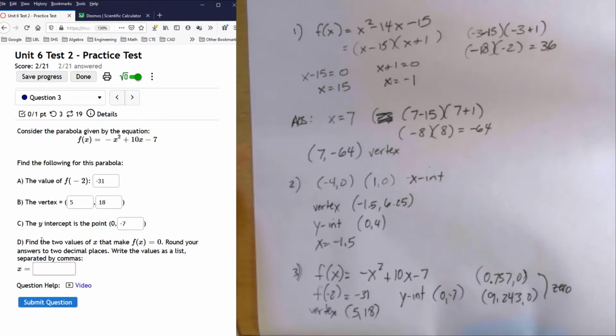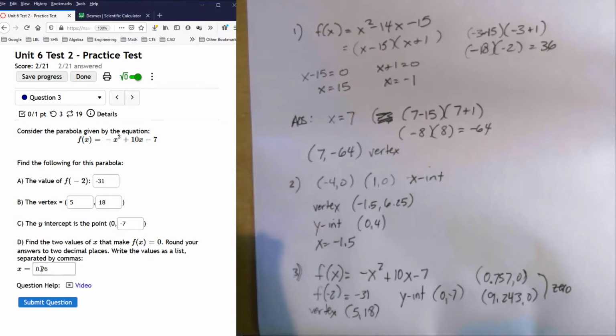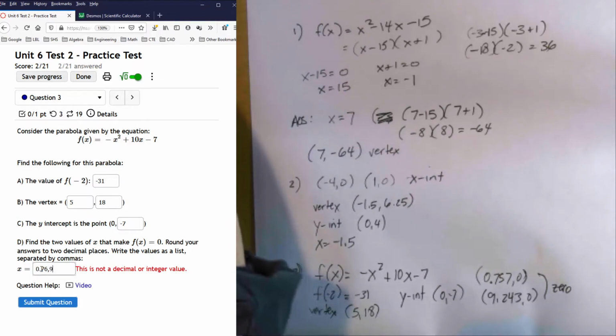And then they ask us to find the two zeros, right, the two solutions, and they want us to round those to 2 decimal places. And so that would be 0.76, and 9.24.